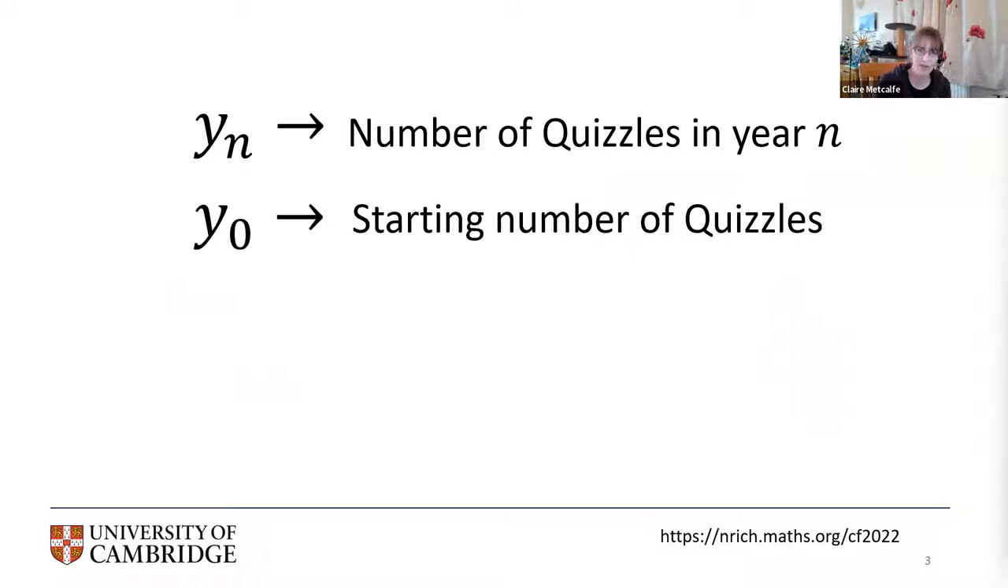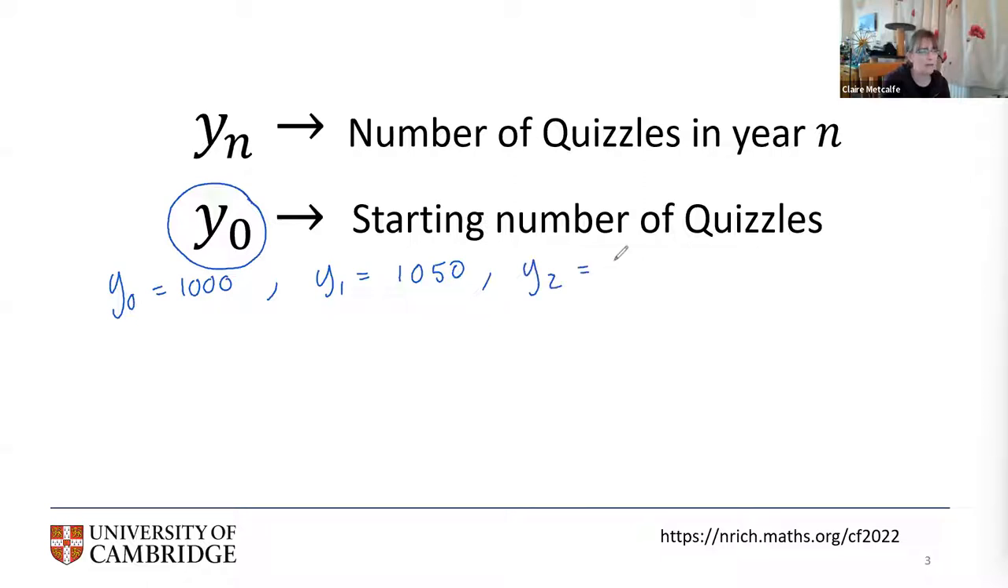little bit of notation. So an awful lot of mathematics is about notation, and I'm going to introduce two different variables here. Well, this one actually isn't a variable, this is a constant. So y0 is the number of Quizzles we have at the start of when we're going to look at what's happening with the population. And yn is going to be the number of Quizzles in year n, whatever that is. So we could start with y0 is 1,000. So we have a population of 1,000 Quizzles. And then after 1 year, we could have 1,050 Quizzles. And then after 2 years, we could have 997 Quizzles.